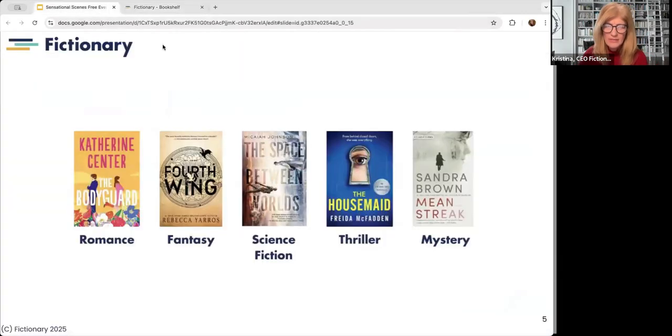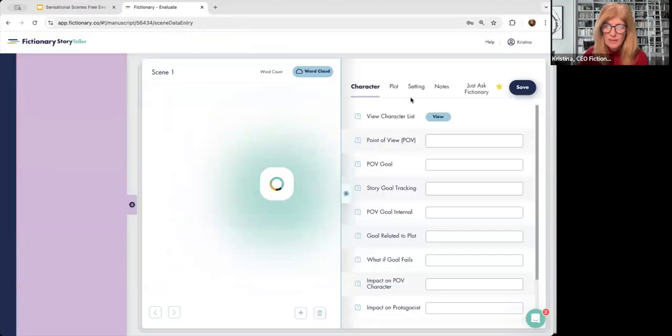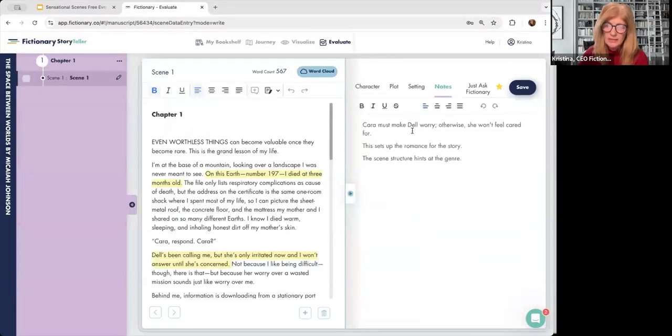All right, so then we have science fiction. So we will go to The Space Between Worlds. And here, this is a sci-fi story with a romance subplot, and the scene skeleton blurb for this scene is Kara must make Dell worry, otherwise she won't feel cared for. It sets up the romance and it hints at the genre.